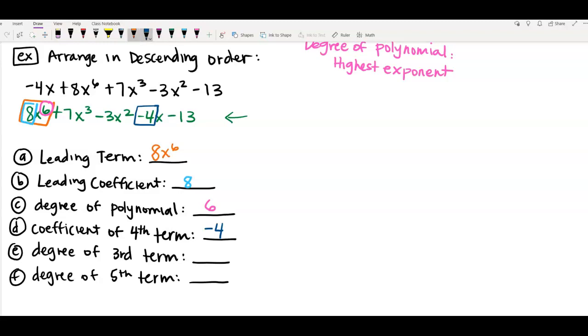All right, so you can see that the degree of just this third term is going to be 2, because the degree is talking about the exponent that's on it. So we can talk about the degree of either the whole polynomial like we did in part C, or the degree of the terms. So the degree of the third term is 2. What about the degree of the fifth term? What would that one be? Go ahead and type it into your chat box and hit enter.